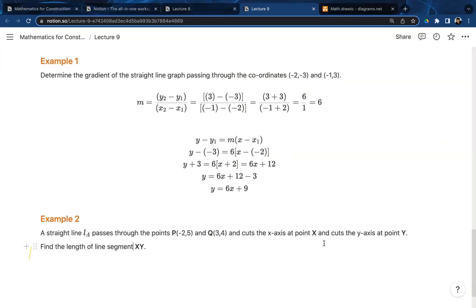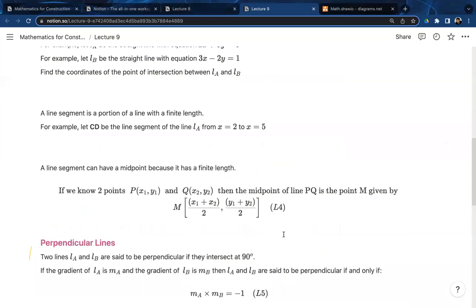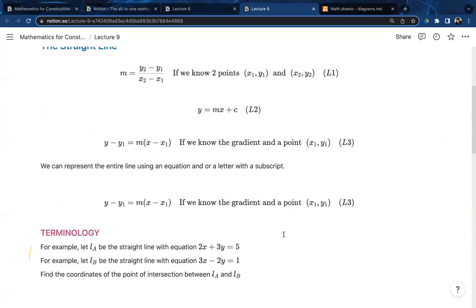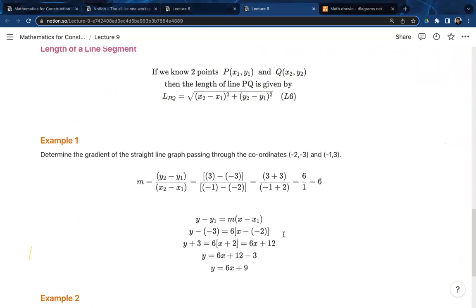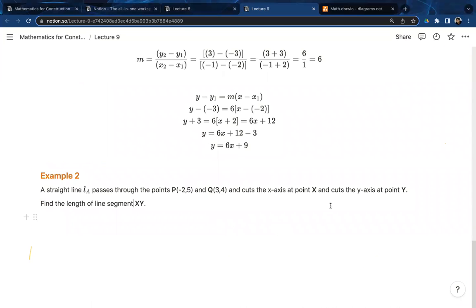But to find X and Y, you need to find the gradient and hence the equation of the line. So you have to use these formulas up here to find the gradient and hence the equation of the line. Because you need the equation of the line to figure out where it cuts the y-axis, that is the y-intercept. But you also need to figure out where it cuts the x-axis, or the x-intercept, right?